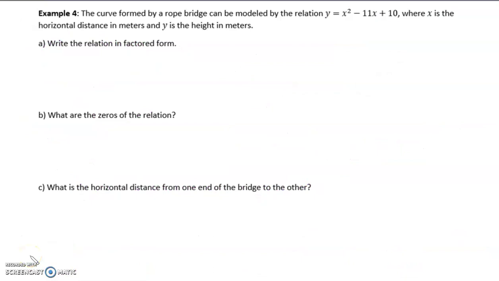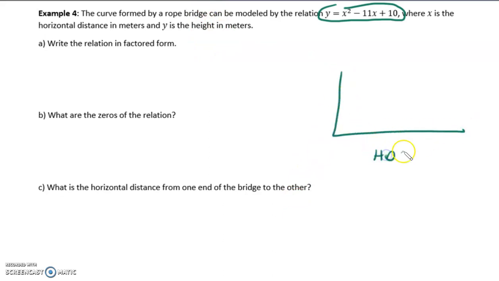Okay, last one, example 4. The curve formed by a rope bridge can be modeled by this equation here. Okay, y equals x squared minus 11x plus 10, where x is the horizontal distance in meters and y is the height in meters. Okay, so if you think here, horizontal distance in meters, and y is the height in meters.